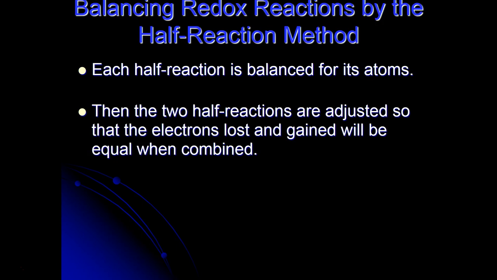Now, how do we balance redox reactions? Well, that's another reason why we get the half reactions going. We first balance each half reaction for its atoms. Then we look at how the electrons are balanced, because remember, there are no extra or deficient electrons. We have to have the equal number for both half reactions, which means we might have to do a little bit of multiplication.